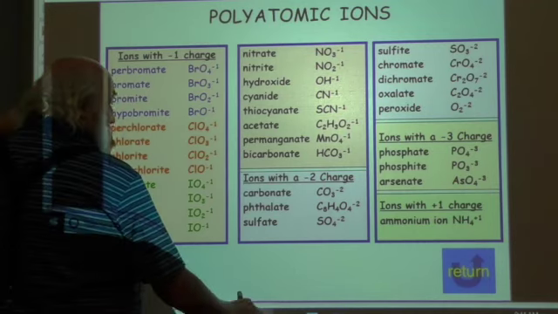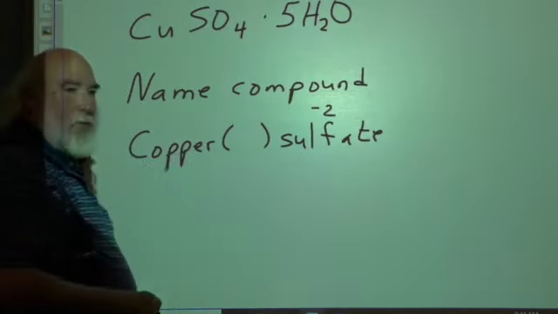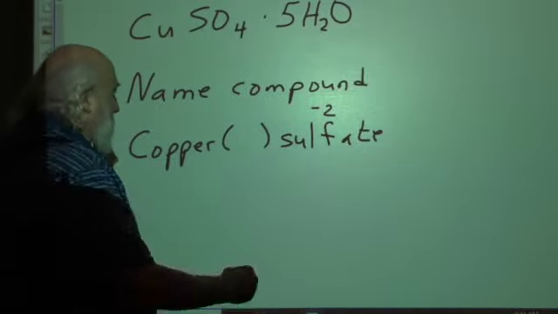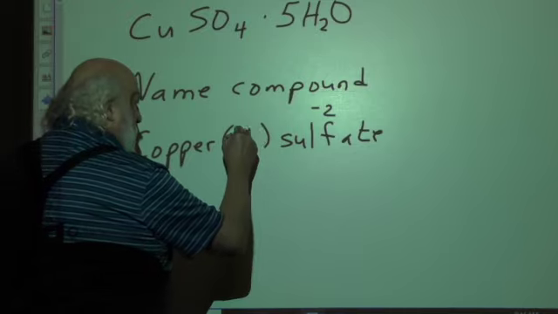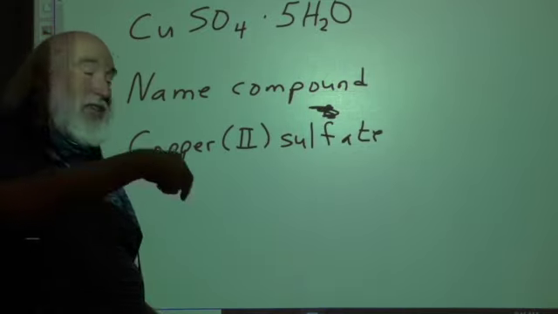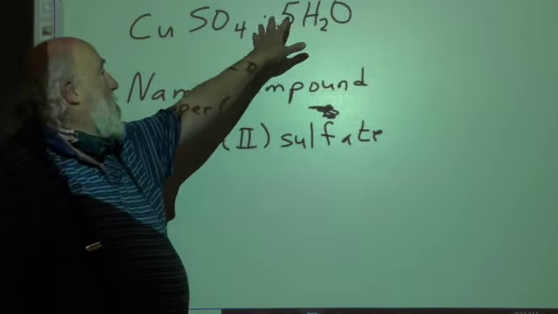So, if this is -2, then what does copper have to be in order for the 2 of them to add up to 0? Yeah, +2. So we put a Roman numeral 2 there. And then I'll pretend like I didn't do that, because that should not be in the name. But it helps us get to that point right there. The next part is the dot 5H2O.